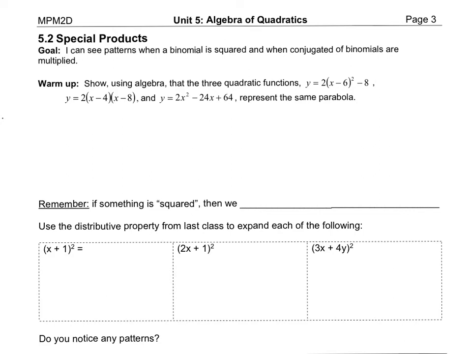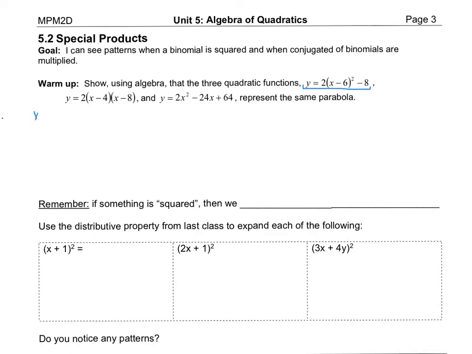The goal for this lesson is to look at some special multiplication of binomials and see the patterns that happen. But to quickly warm up, I want to show using algebra that these three quadratic functions, or relationships, represent the exact same parabola. So I'm trying to make a link between what we did in our previous lesson along with what we have done in our previous unit.